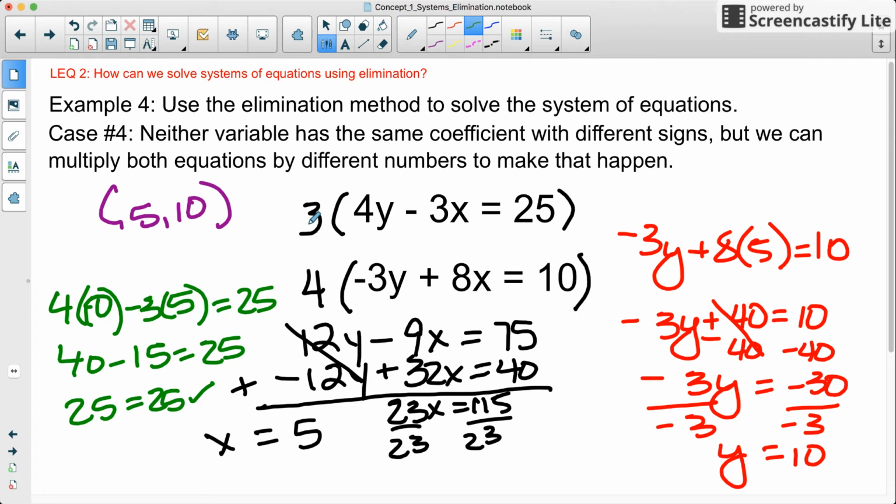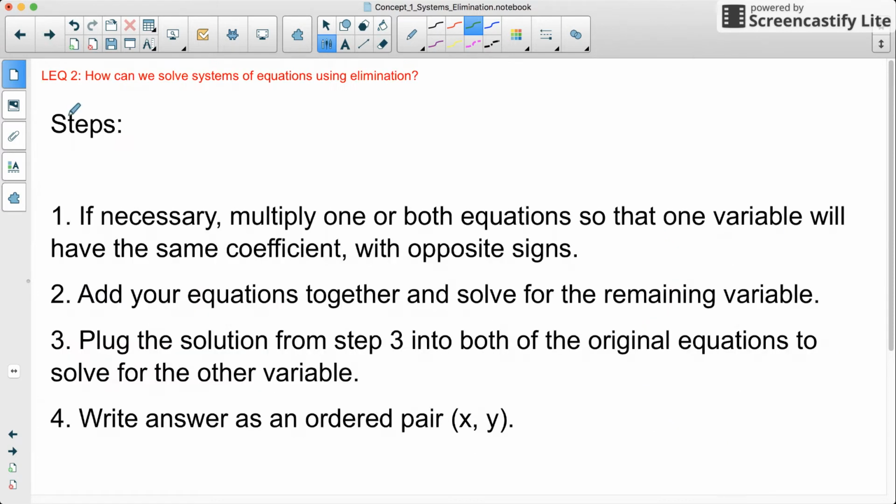Yay. Now, I did go through these two problems fairly quickly, so you are welcome to pause the video, rewind the video, whatever you need to do in order to make sure you understand how to do this. I would suggest that before you do the practice, you watch it at least one more time to make sure you know what you're doing.